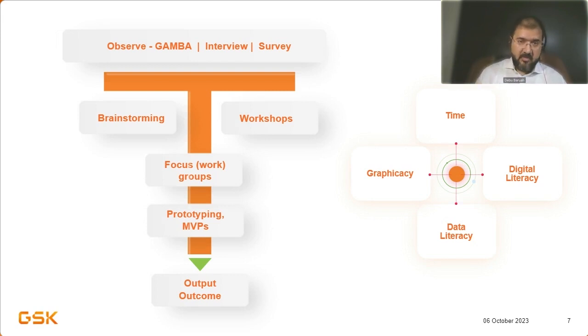If you have more time and the expertise of graphicacy, digital literacy, data literacy permits, then you can have brainstorming, workshop, focus group, developing prototypes and MVPs, and generate the outcome. Well, more complexity. And then what?